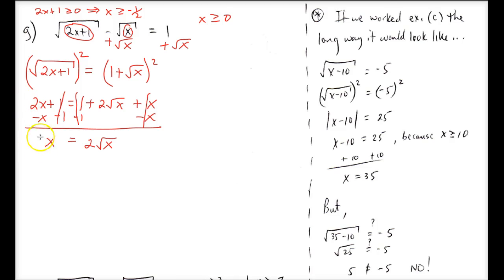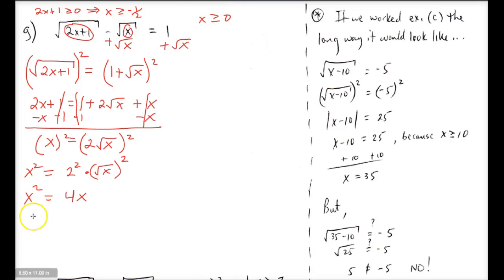And of course, again, we will square both sides. So on the left side, we just get x squared. On the right side, we get 2 squared times square root of x squared. And of course, that would just be 4 times x. Again, we're not doing absolute value of x here because we know x has to be greater than or equal to 0. So from here, we know that this is a quadratic equation.